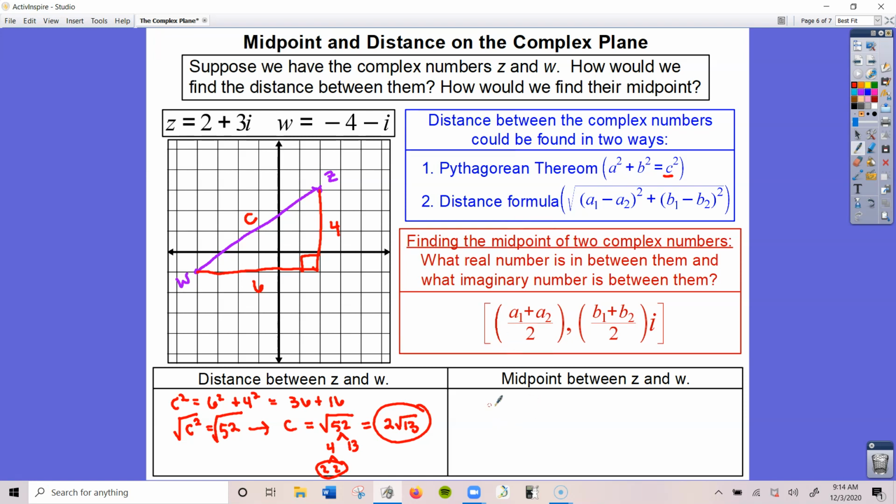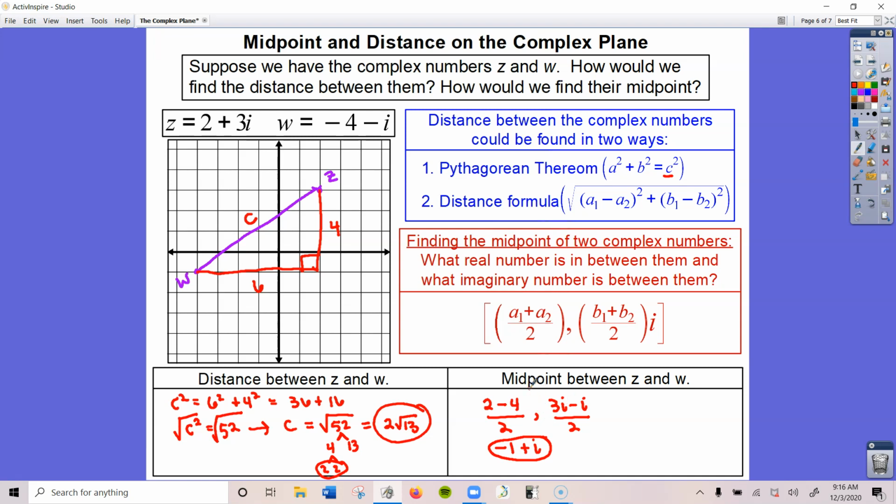So the midpoint would be, in this case, since z is 2 for the real part and w is -4 for the real part, we would do 2 plus -4, so -2... I mean 2 plus -4, divided by 2. And then for the imaginary, it would be 3i plus -i, so 2i, and divide by 2. 2 minus 4 is -2, and -2 divided by 2 is -1. 3i minus i is 2i, and 2i divided by 2 is just i. So I would write plus i, and this would be my midpoint.